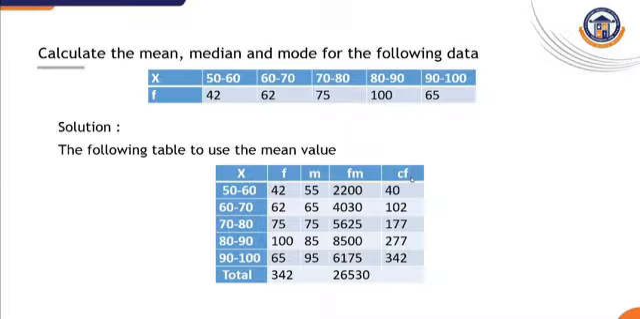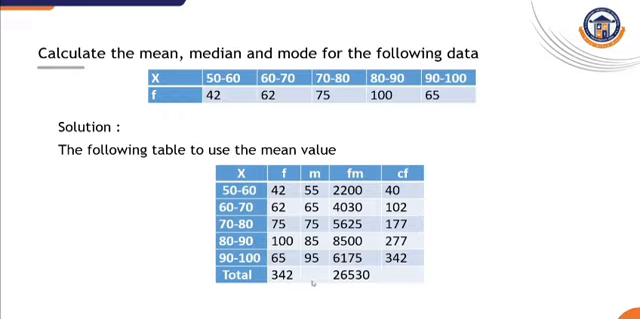Now the cumulative frequency. The cumulative frequency means we are adding our frequency values. The first cumulative value is 42 and the second is 62, therefore we write 104, and the third one is 75, adding gives 179, then 279, and the last one adds 65, so the value becomes 344. So now we see the entire total of the frequency values, n.